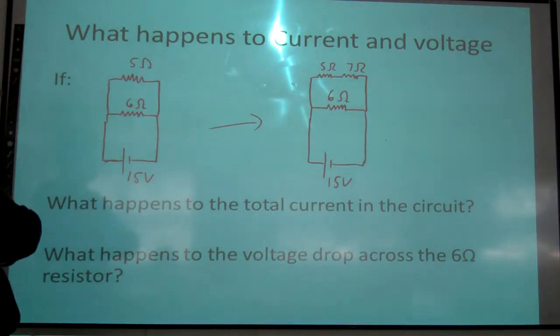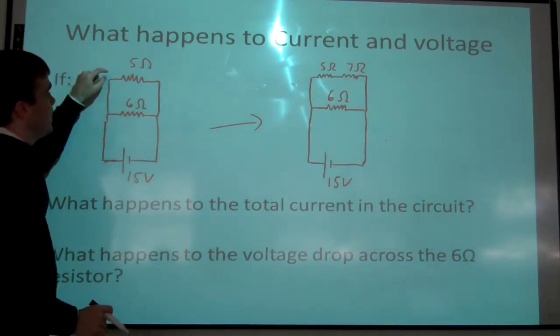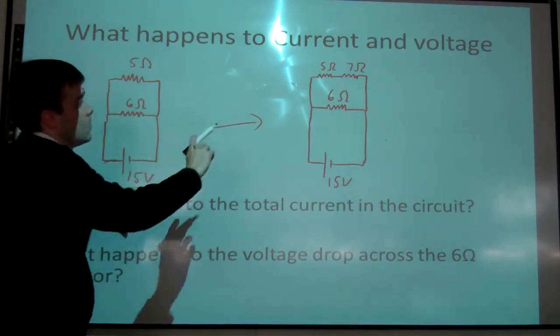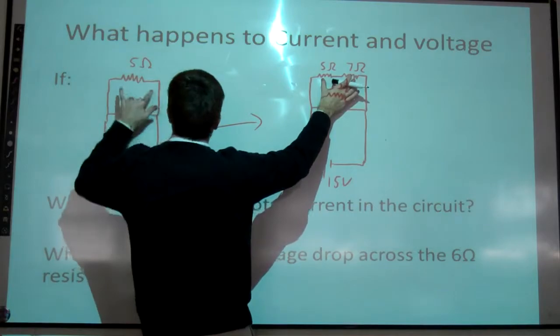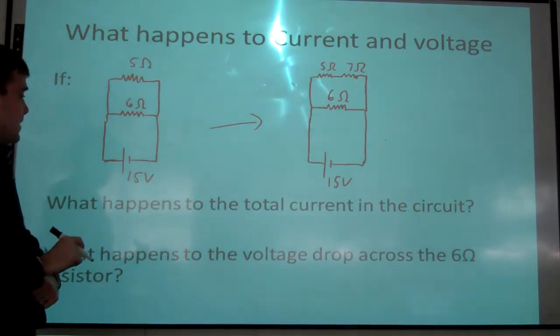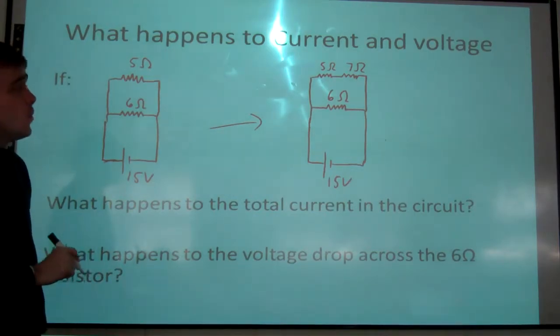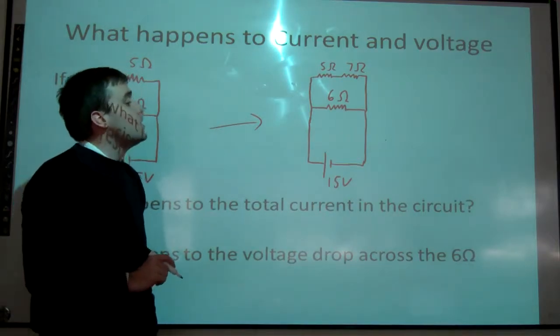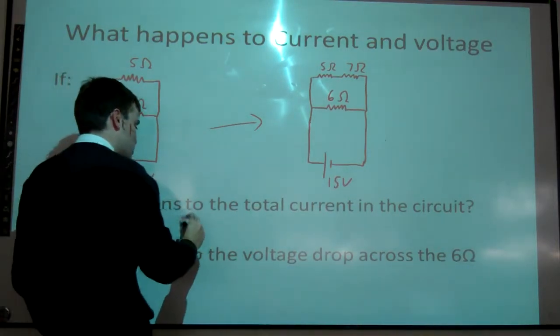What happens to the total current in the circuit? Kind of the same as before. We had a 5 ohm up here and a 6 ohm here. Now this top part has become 12 instead of 5, so we've added it in series. We have no more paths. So the total resistance of the circuit has increased. That means the total current in the circuit is going to decrease.